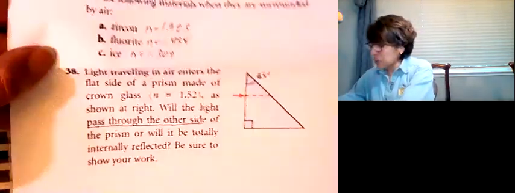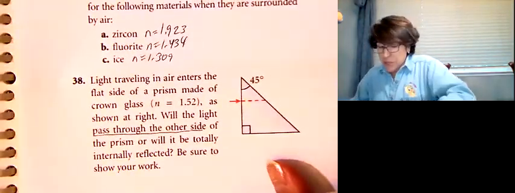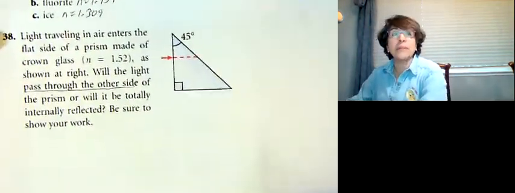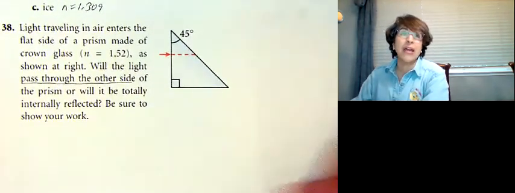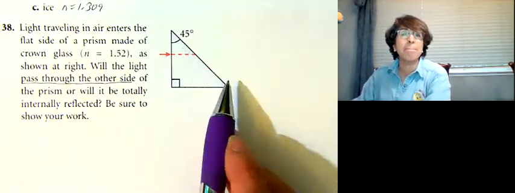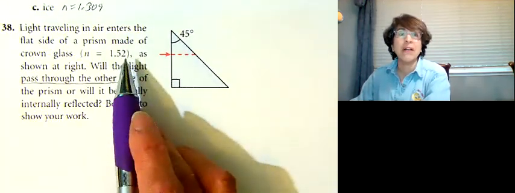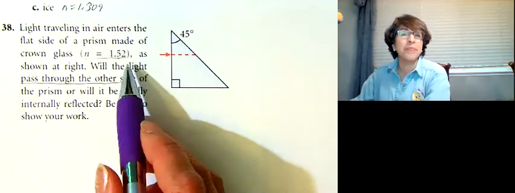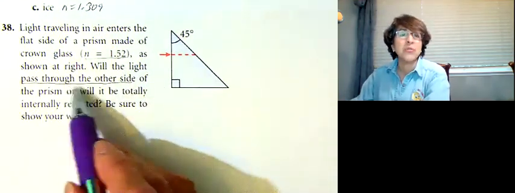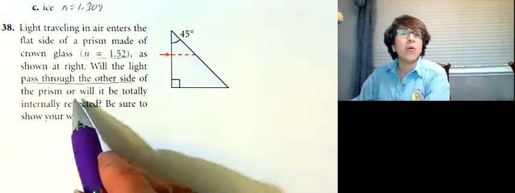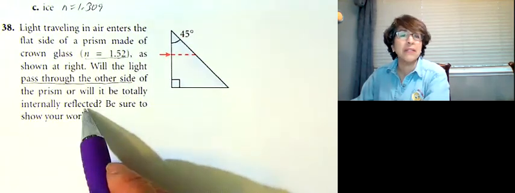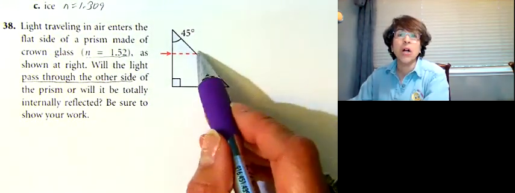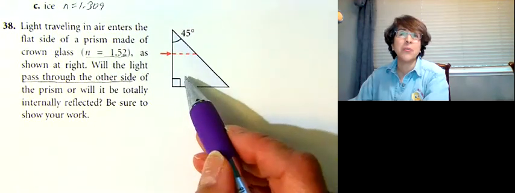All right, the last problem is really fun. It has to make you think. I had to read it a couple of times. Here we go. Light traveling in air enters a flat side of a prism made of crown glass, and they tell you what the index of refraction is, 1.52, shown on the right. Will the light pass through the other side, or will it be totally internally reflected? Let me show you my work. In other words, will any of it go out, or will it all just go right back in? That's what we want to know.